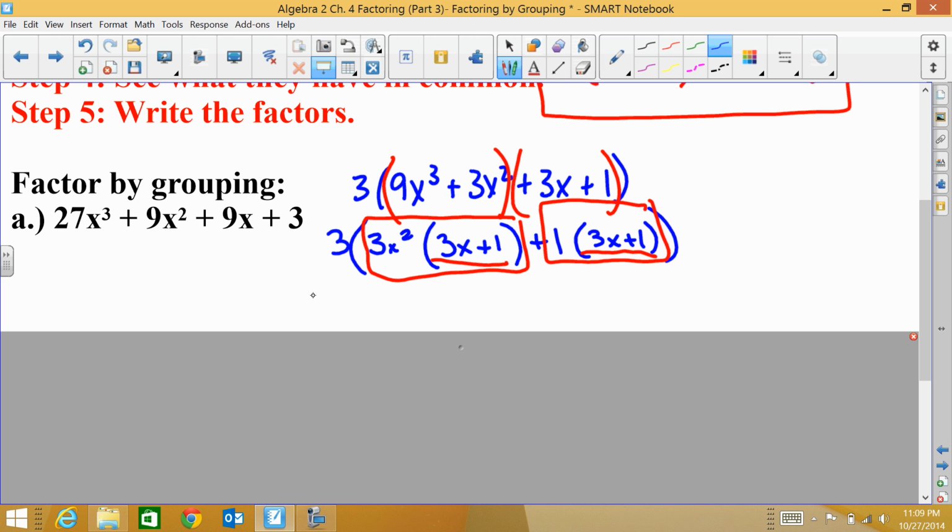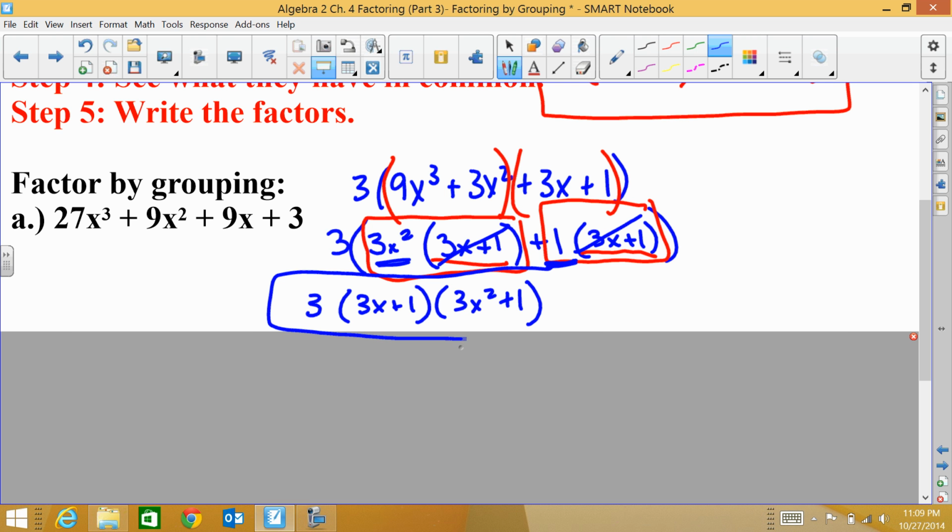So I leave the 3 from the very beginning. Then if I take out 3x plus 1 from both of these groups, that's one of my factors. And then I have left over 3x squared plus 1. So this would be my final answer. And again, you can check by double distributing.